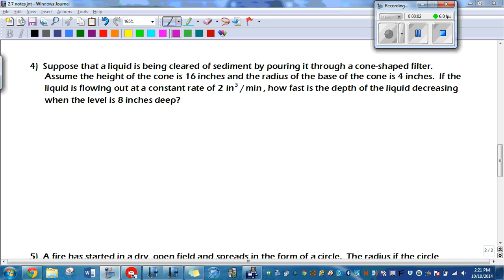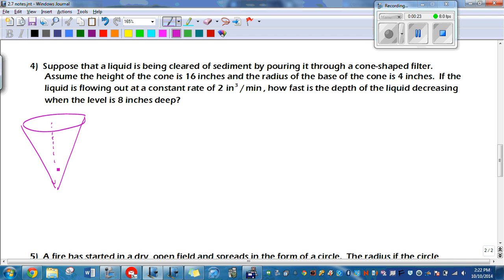Number 4, suppose that a liquid is being cleared of sediment by pouring it through a cone-shaped filter. So we're going to have a cone, but it's going to be upside down from what we're used to. And water is going to be poured in there, it's going to come out the other end. Assume the height of the cone is 16 inches. So if I look in here, that overall height is going to be 16 inches. The radius of the base of the cone here is 4 inches.